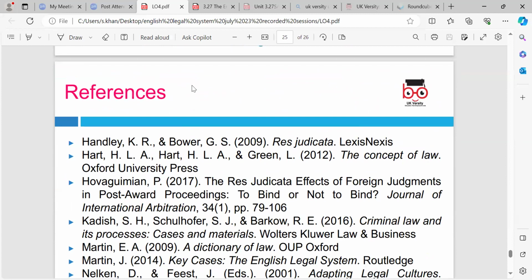So I've gone through learning outcomes 1, 2, 3 and 4 and summarized them. I've done the learning outcomes individually, which I recorded for your benefit. And now I'm going to go on to the assignment session.